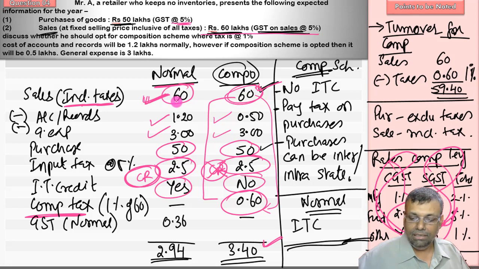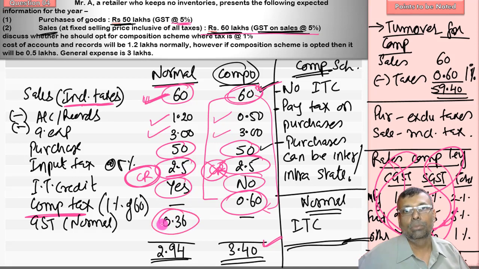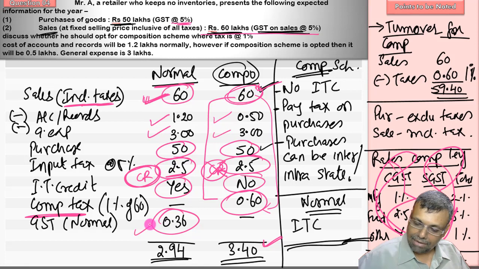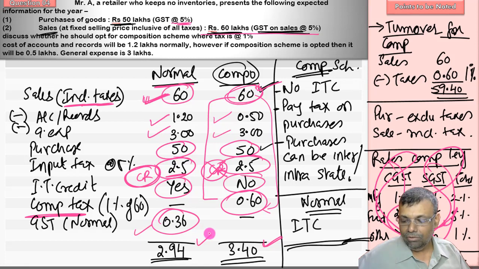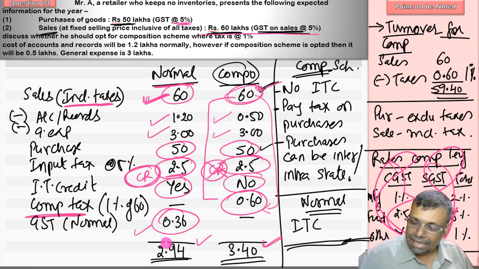So on 60, whatever the taxes are, you have to do the calculation, which in our normal class I had already done, minus this 2.5, which is the credit. You will have to pay the net GST after taking that particular credit, and you are going to get the profit and loss.